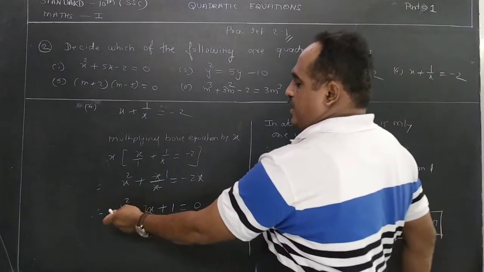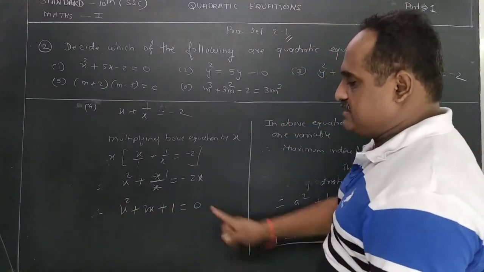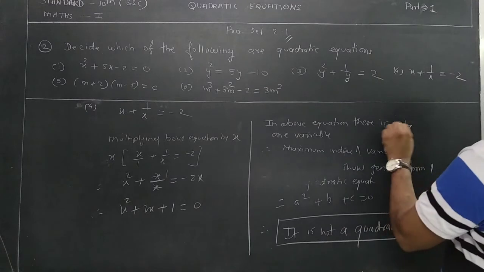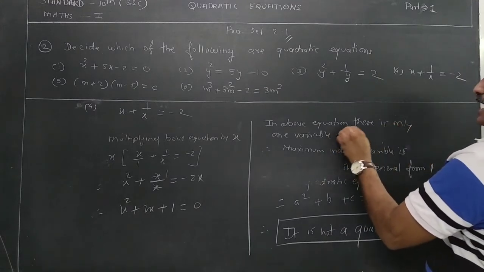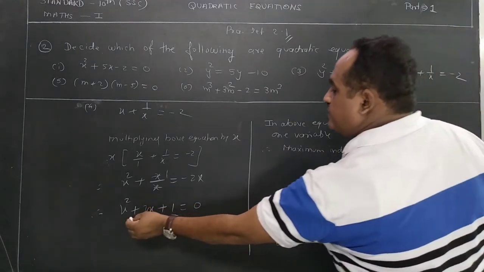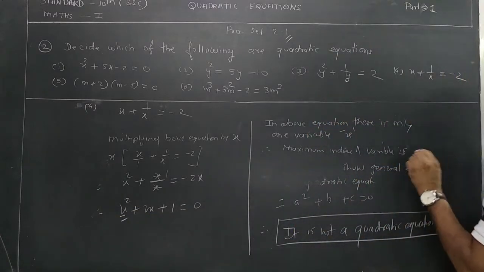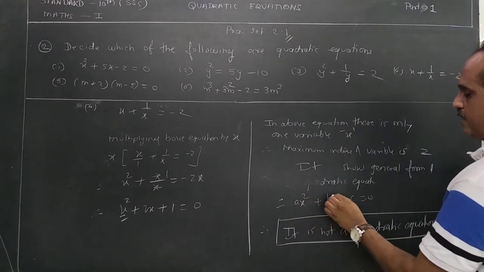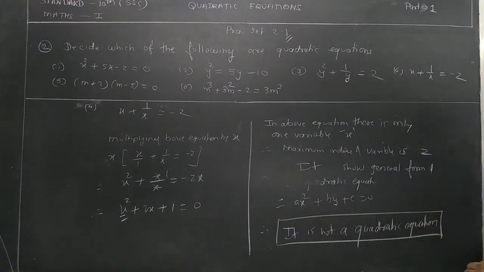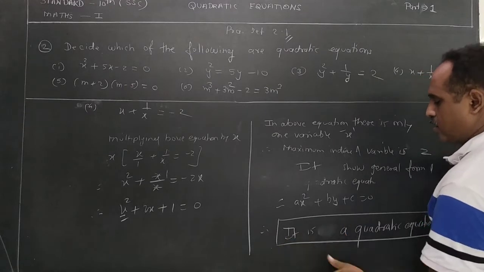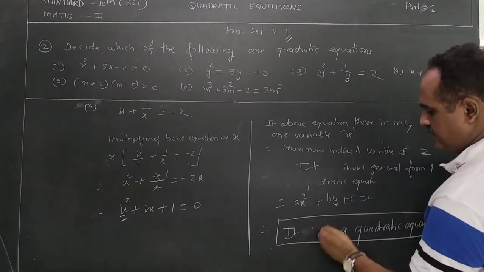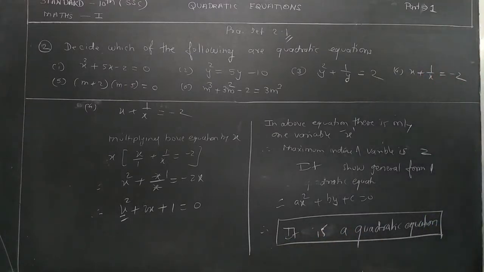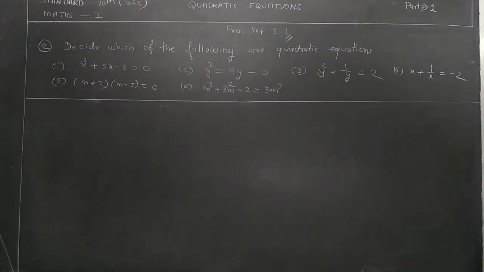Now, in the above equation, how many variables are there? 1. In the above equation, there is only one variable, that is x, and the maximum index of this variable is how much? 2. It shows the general form of the equation, what is it? ax square plus bx plus c is equal to 0. So it is a quadratic equation. Have you understood this? Please copy down this.